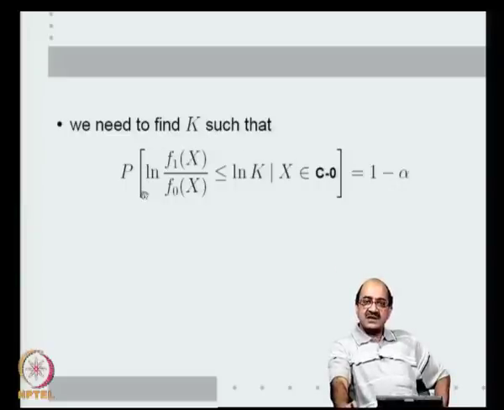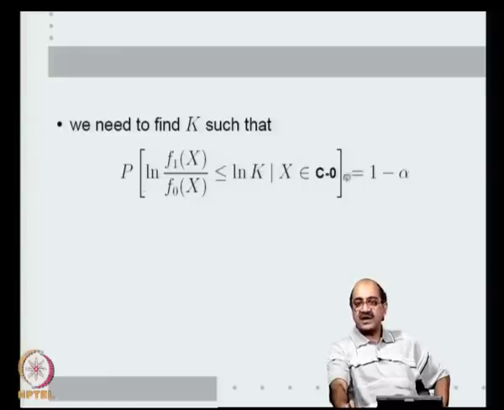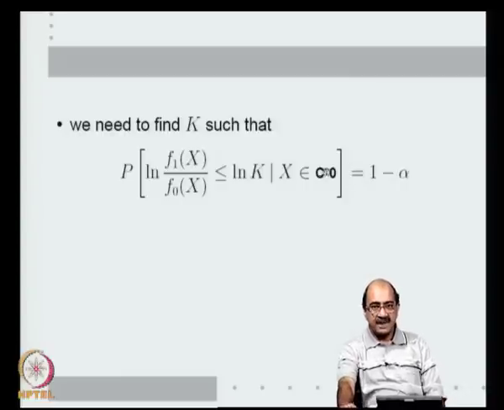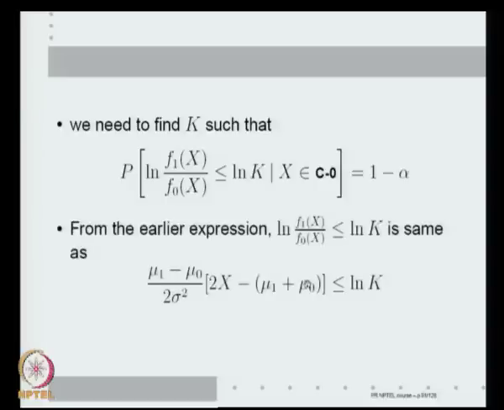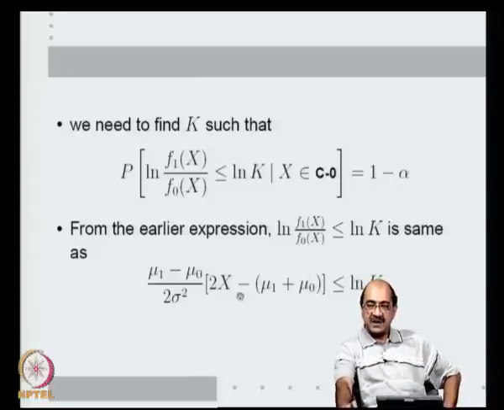We need to find a k such that the probability of f1 by f0 less than or equal to k is 1 minus alpha. Because log is a monotone function, this is the same as the probability of log of f1 by f0 less than or equal to log of k, conditioned on C0, that is also good enough. Now, this is f1 by f0. So, log of f1 by f0 will be simply what is inside the exponent. So, what we get is (mu1 minus mu0) by 2 sigma square into (2x minus mu1 plus mu0) should be less than or equal to log k. So, this is some expression involving the random variable x, right. I want the probability of this event to be equal to 1 minus alpha. How to choose k like that?